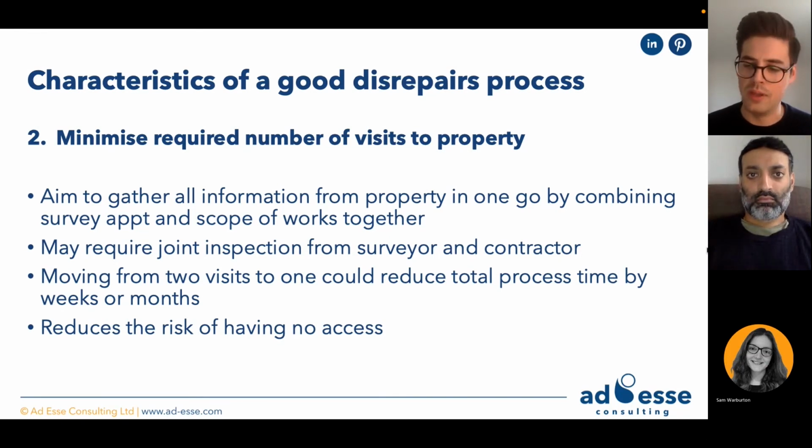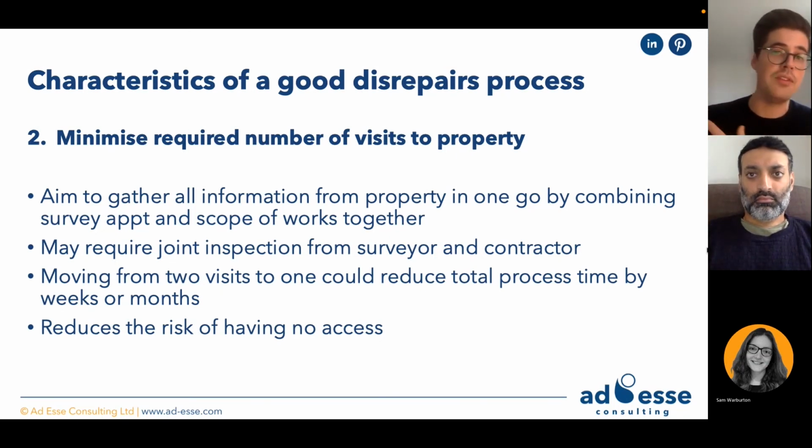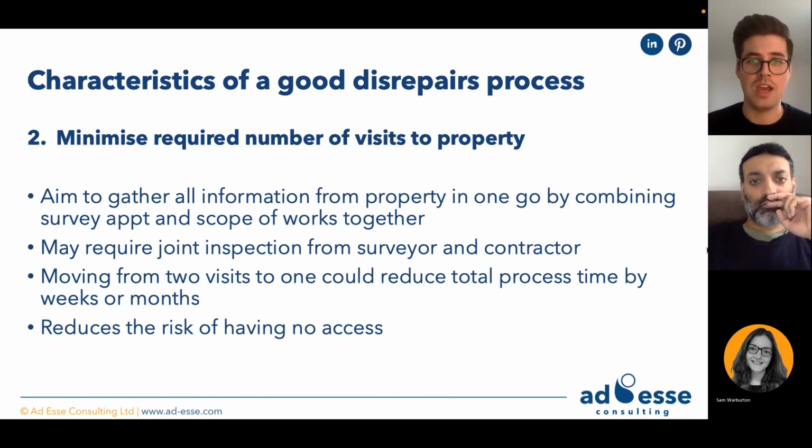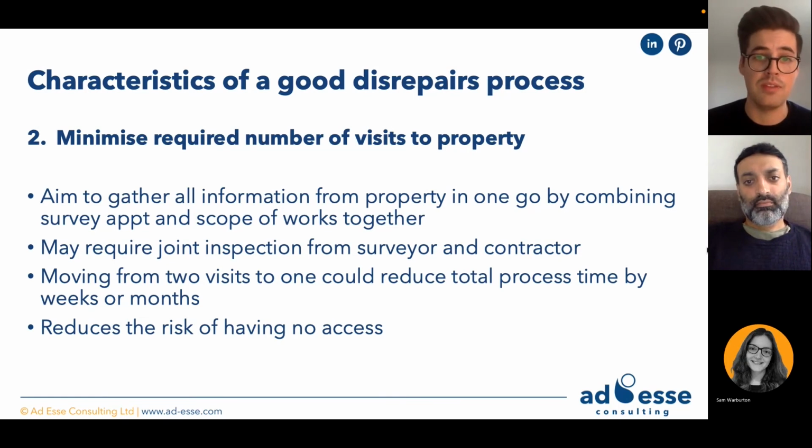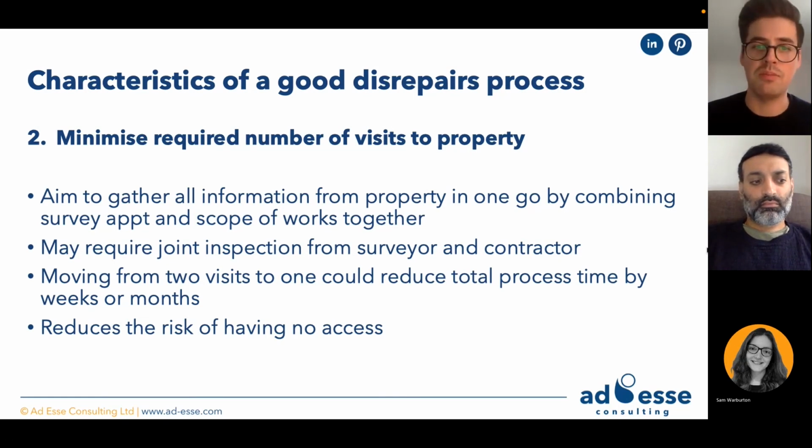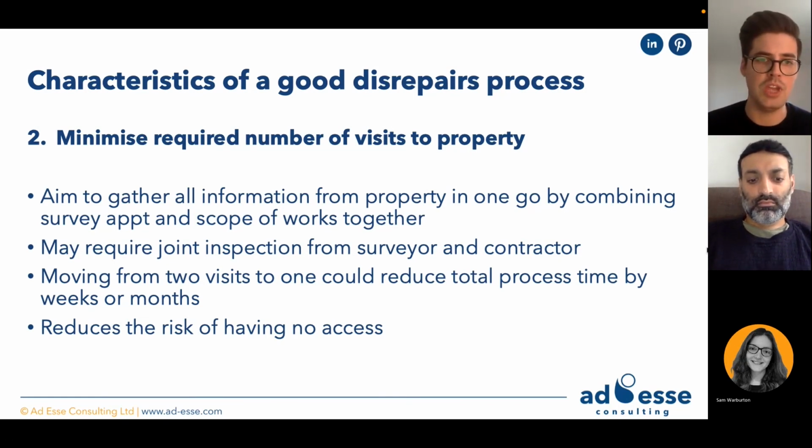So where possible, getting it all done at the start as early as you can, getting all the information you need. It might mean a slightly longer initial appointment, but that's still a better use of resource in the long run. It also may require a joint inspection from the surveyor plus the contractor who's going to be completing the works, and that might be a change to how teams complete the process at the moment and require a bit of adjustment, but it's absolutely achievable.